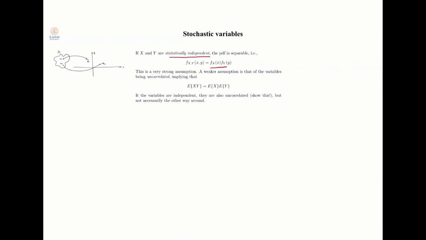One way of doing that is to speak about variables being uncorrelated instead. That is the same thing to say that the stochastic expectation separates. This is a much weaker assumption that is also implied by the variables being statistically independent. If they're independent, they're also uncorrelated, but not the other way around. You can very easily show this by just writing out the integrals and separating them out like this and see that if they are independent, then they will also be uncorrelated. But the other way around does not hold.